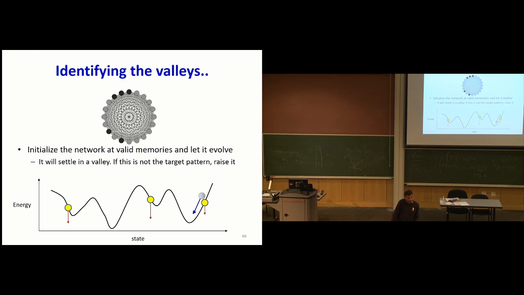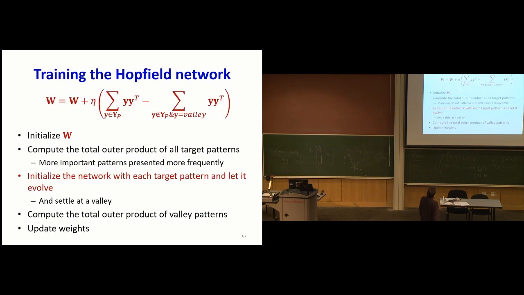And it's going to arrive at a value downstream of the memory that you're trying to store. And those you raise, right? And that gives me my modified training rule, where of course this term is exactly the same as before. But for the second term, I'm going to initialize the network with each target pattern and let the network evolve till it arrives at a valley, and I'm going to push it up.